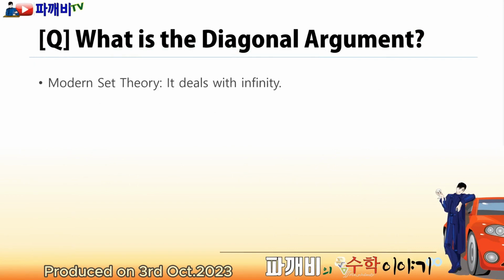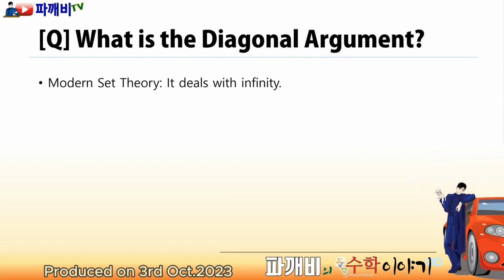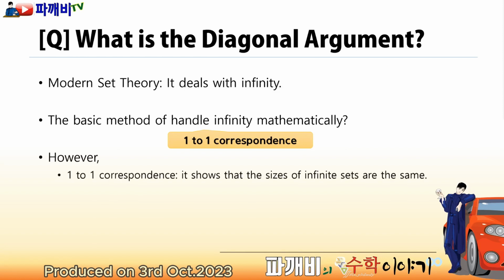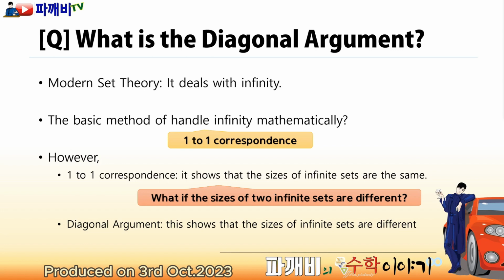One reason set theory is important in modern mathematics is that it provides a way to deal with infinity. And in set theory, the basic method to handle infinity mathematically is one-to-one correspondence, as explained in this video. However, one-to-one correspondence is just a method to show that the sizes of infinite sets are the same. What happens if the sizes of two infinite sets are different? In this case, we use the diagonal argument. In other words, the diagonal argument is a method to show that the sizes of infinite sets are different.